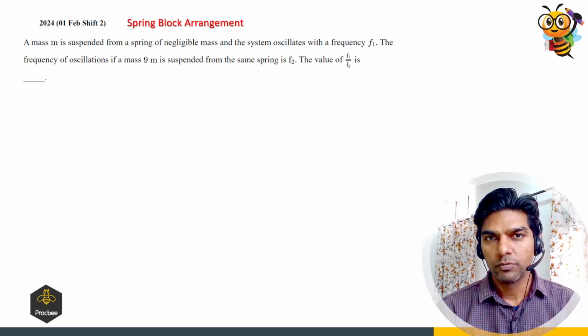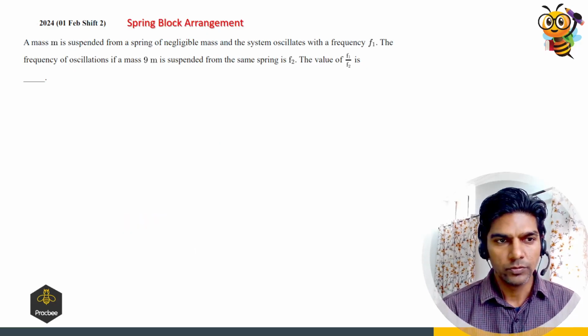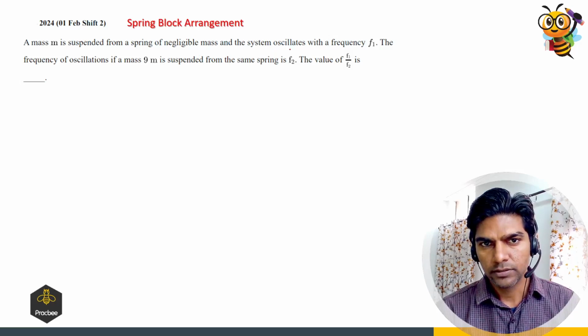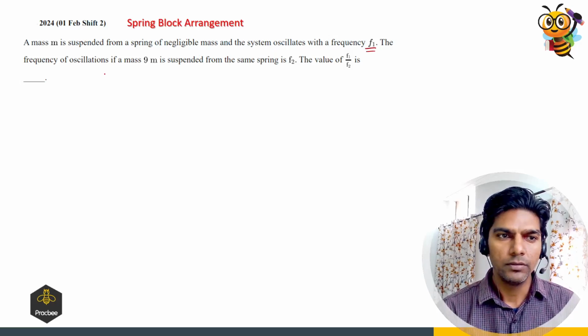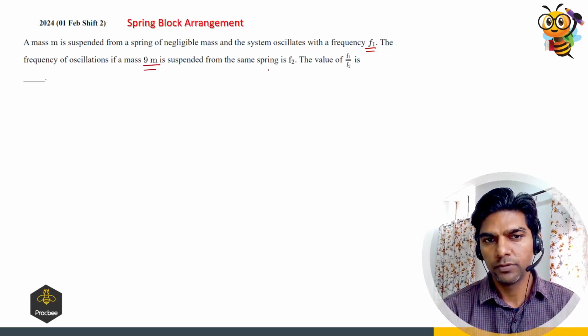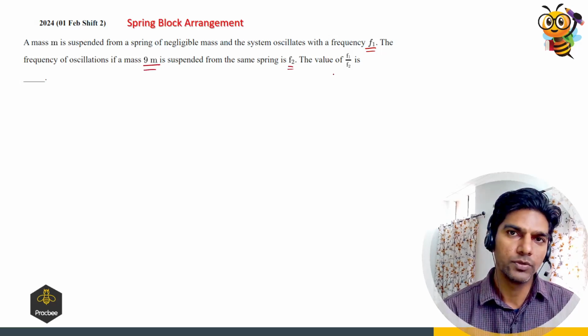Now let us see the next problem type, which is based on spring block arrangements. A mass M is suspended from a spring of negligible mass and the system oscillates with a frequency f1. The frequency of oscillation if mass 9m is suspended from the same spring is f2. What is the ratio of the frequency?